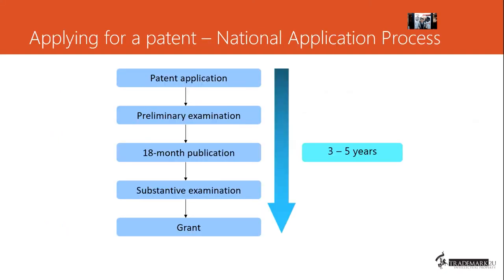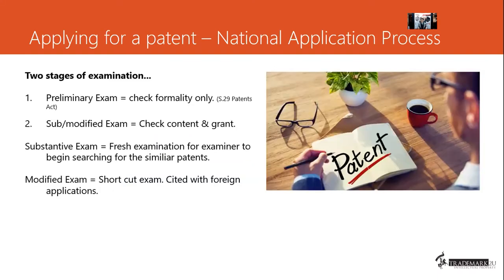So this is the national patent application in Malaysia. It takes up to 3 to 5 years. I do not know how long it takes now because of the MCO, but roughly it takes up to 3 to 5 years to complete the whole cycle, a typical normal cycle from patent application right up to the grant of the patent.